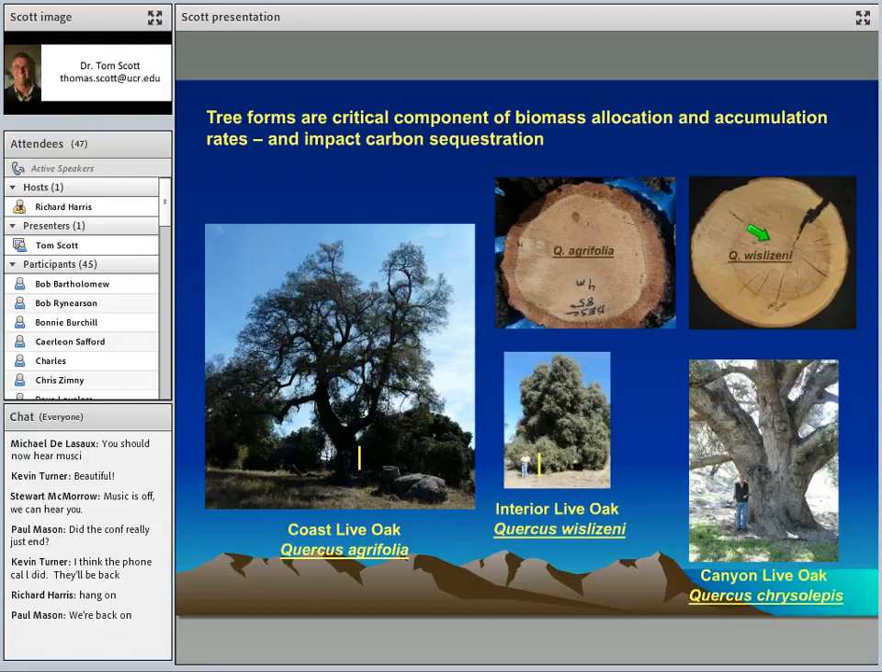But the important thing is that for the same diameter of tree, you can have 35% bark on the Quercus agrifolia and never more than 10% bark on the Quercus wislizenii. But superficially, when you walk up to this tree, they would appear the same.